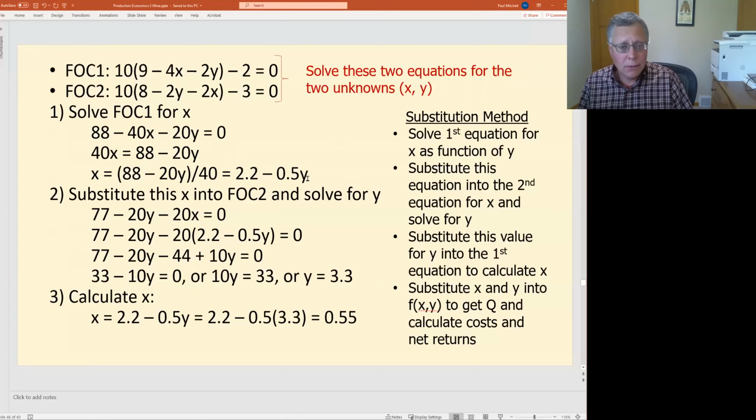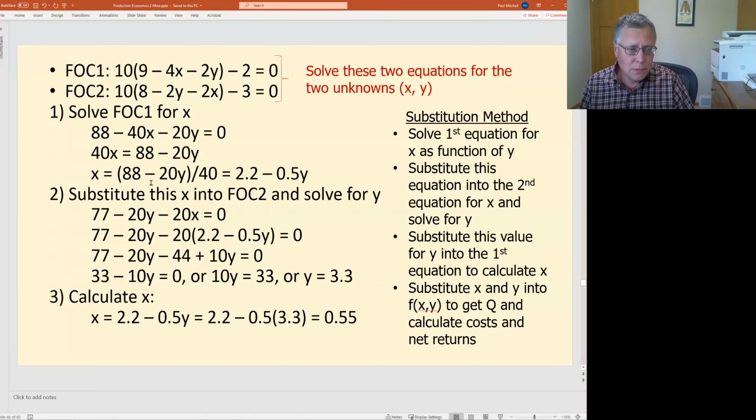And what do you do with that? Okay, great. All you do is substitute that into the second order condition. So we're going to get x equals 2.2 minus 1/2 y. You can put it into the second first order condition. But before I do that, I'm going to do the same simplification, take away the parentheses, and then simplify it a little bit. So 10 times 8 is 80, and then you get the minus 3, so you get 77. Then you can get 10 times this stuff in the parentheses, so you get minus 20y minus 20x. So 77 minus 20y minus 20x.